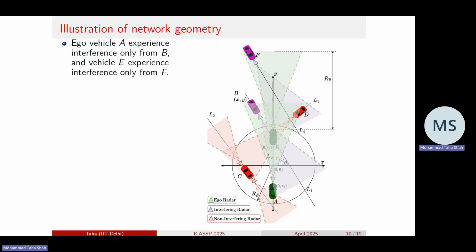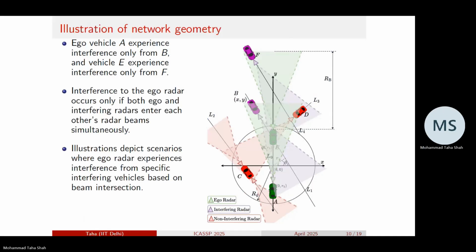We see that the ego vehicle A experiences interference only from vehicle B. Now, if the ego vehicle is at location E, the vehicle E experiences interference only from vehicle F. From this illustration, we see that the interference occurs only when both the ego and the interfering radar enter each other's beam simultaneously. Here we represent the set of interfering automotive radars at the location of ego radar as phi bi. Now, how do we mathematically characterize this? I'm not going into detail.